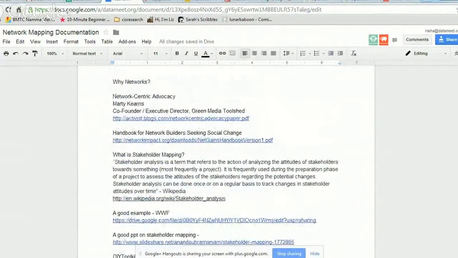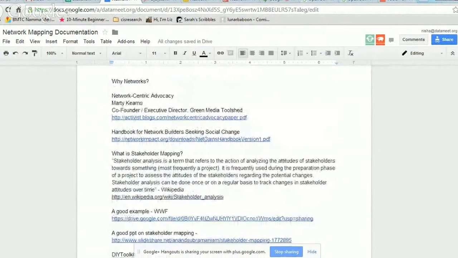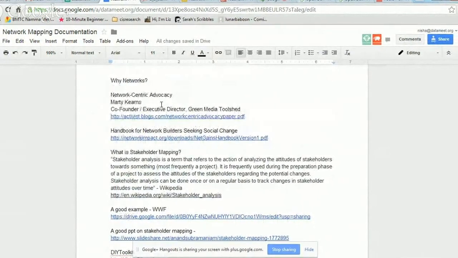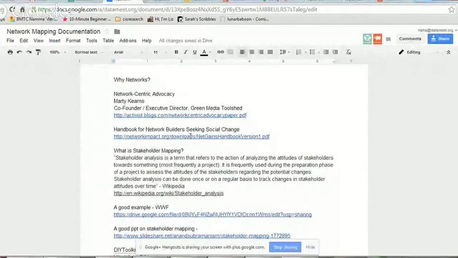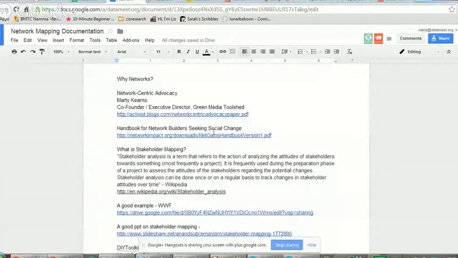Two of these that I go back to fairly often are network-centric advocacy. It's a kind of a short case study in how networks are powerful and how you can move them to do advocacy work. And then there's a long handbook. This is about 100 pages of why networks, different kinds of networks, terminology, and how to build them.